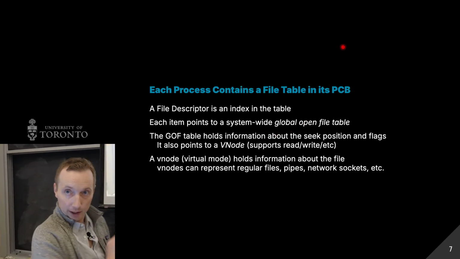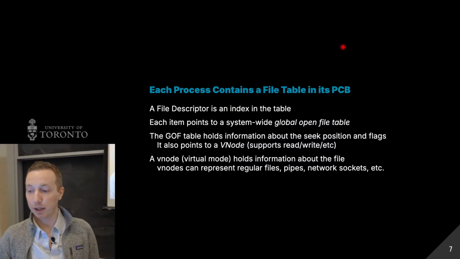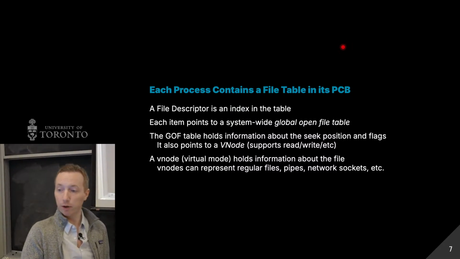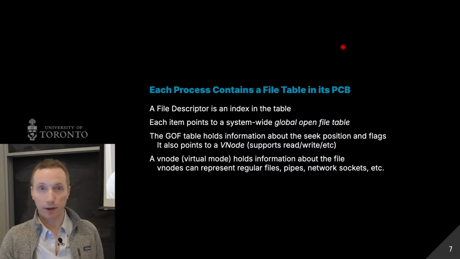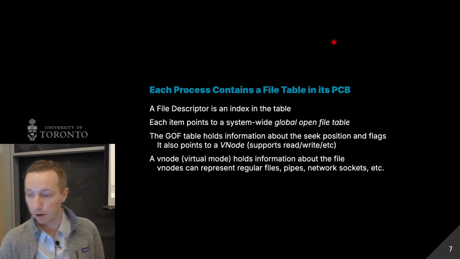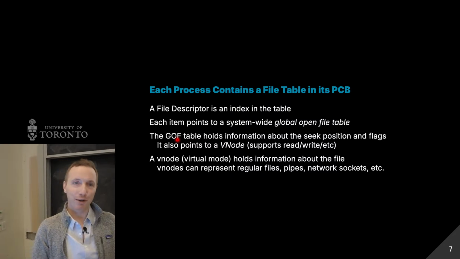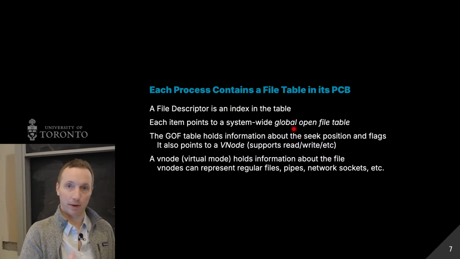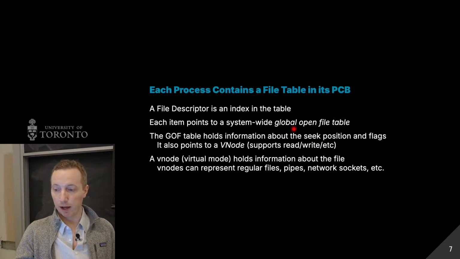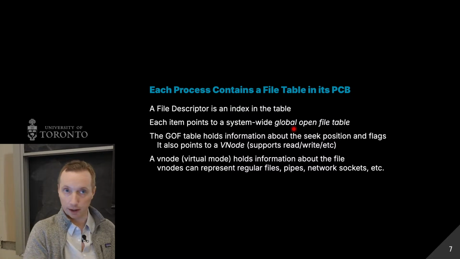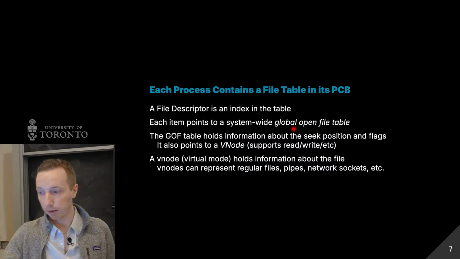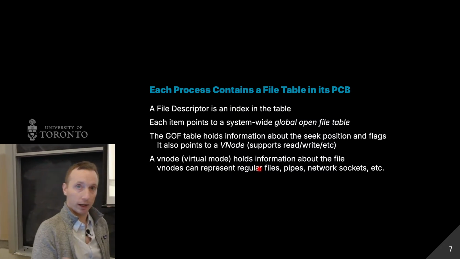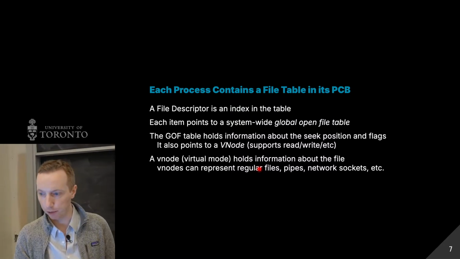So the file descriptor, like I said before, is an index into that table. Each item points to a system-wide table in the kernel. That is called the global open file table. So there's only one of those managed by the kernel. Some people shorten it to GOF, global open file table. So the GOF table holds the information about the seek position, so the current position, flags, and also points to a vnode, which is anything that can read and write: file, socket, pipe, whatever. So that's actually what a file descriptor is pointing to.